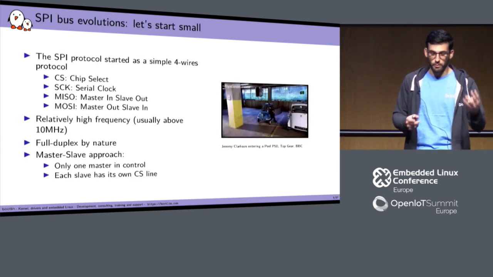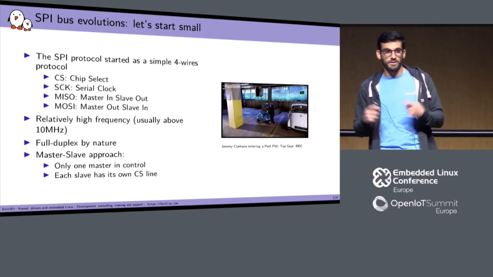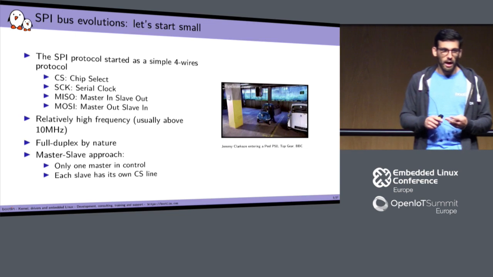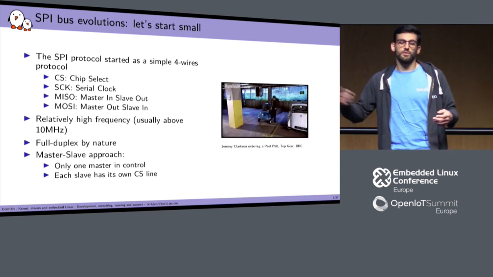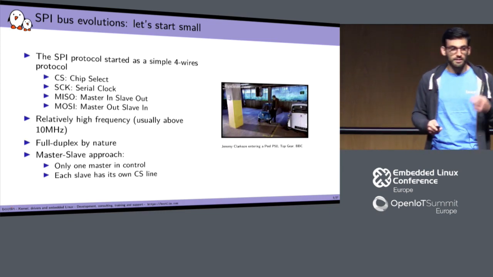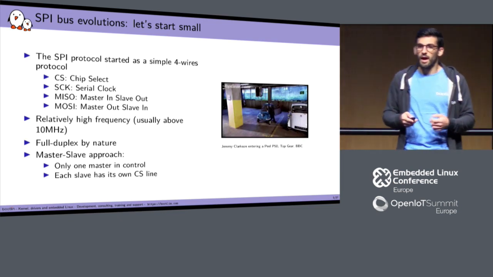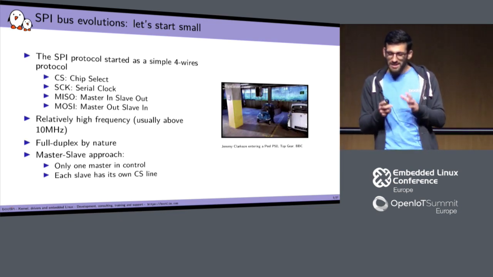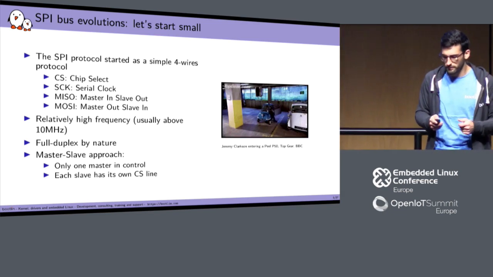It's a four-wire bus, as you know. There is one chip select per device, one clock, and two data lines, one from the master to the slave, one from the slave to the master, which means it's a full duplex protocol. It runs at 10 megahertz, which for me is really high. NVMe people will say it's incredibly slow, but for us it's quite okay in the embedded world.